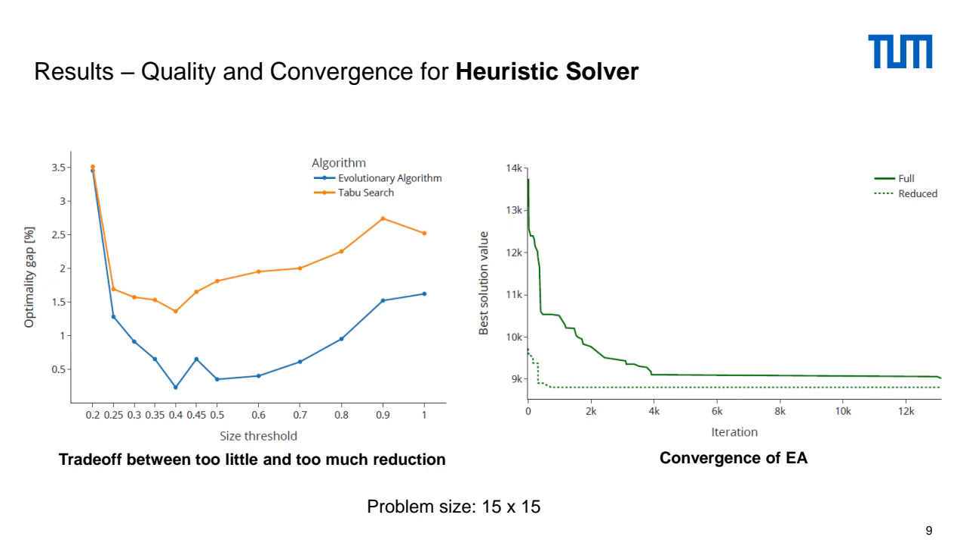Again, you can see here the best solution found so far over the number of iterations for the full problem and the reduced problem. And as you can see here, the reduced problem does not only give you a better solution in the end, but it also gives you good solutions much earlier.